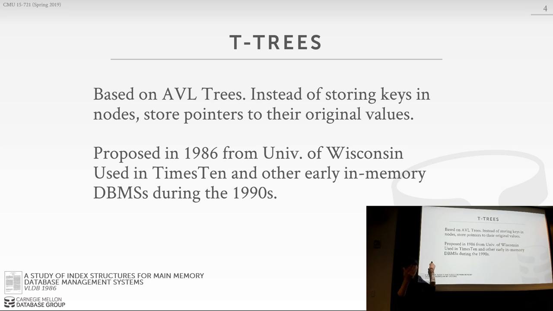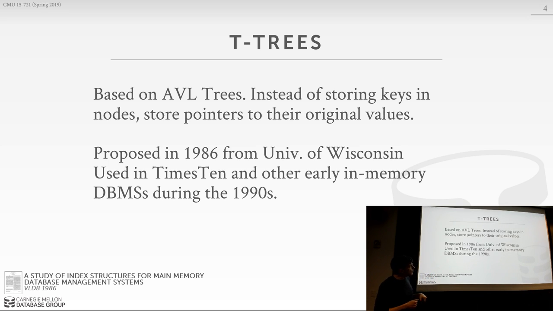In the B plus tree, or the BW tree, or the skip list, everything we're talking about here, whatever your keys or index are based on, you're going to make copies of them in the actual data structure itself. In the T-tree, as we'll see in the next slide, they have pointers to the original tuples because they didn't want to make copies of the key, since that would take up too much space. So again, in the 1980s, this was proposed out of the University of Wisconsin in Madison.